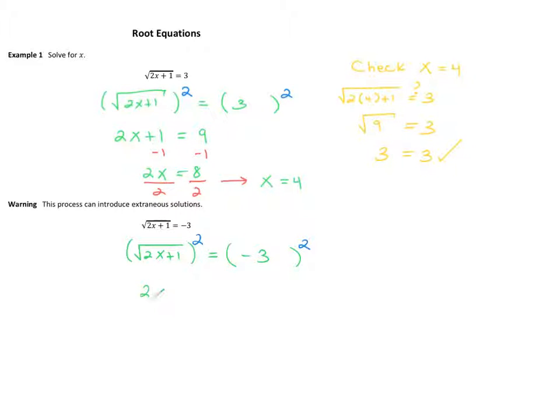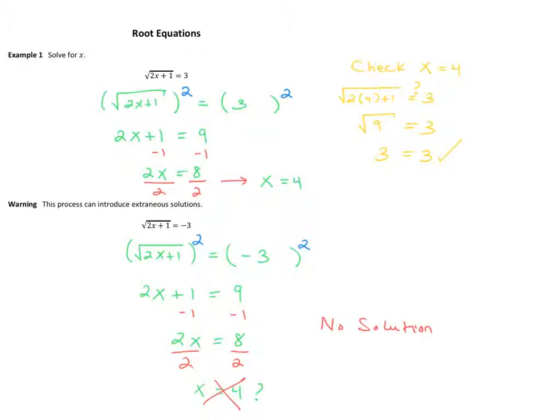Again, on the left, it's still 2x plus 1, but on the right, you have negative 3 squared. If you square a negative, it becomes positive, and if you square the 3, you get 9. Here's the issue. This step takes us to the same equation we just solved. There's a solution to this. You can subtract 1 from both sides, you can divide both sides by 2, and it still looks like x equals 4 is a solution. But there's no way that this is going to work. If you put this number into this equation, the answer is positive 3, not negative 3. So I know this one does not work. So there is no solution.